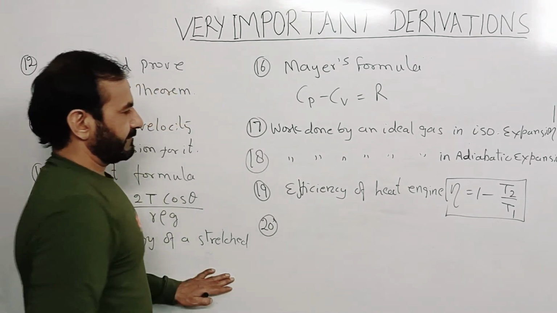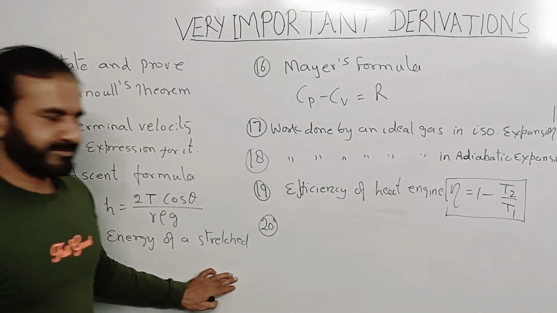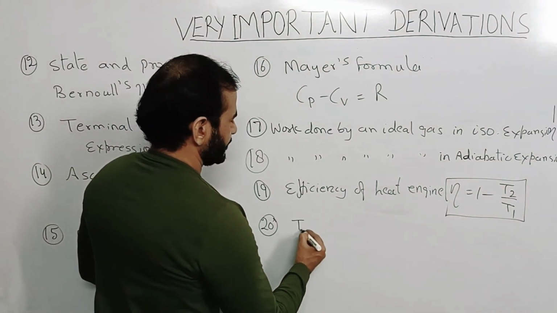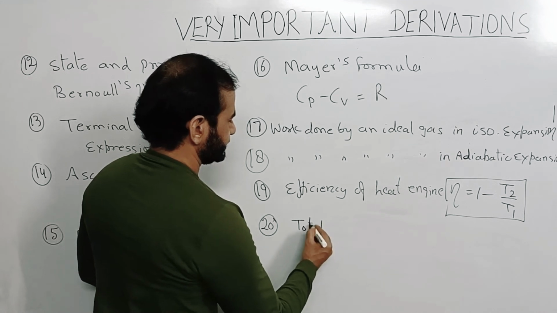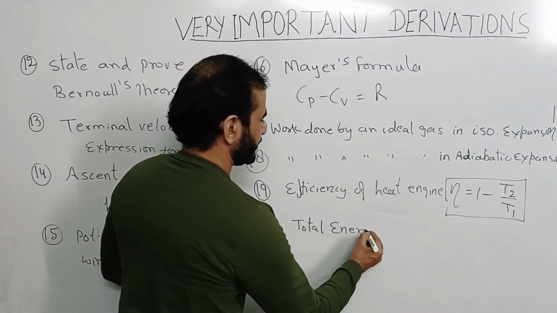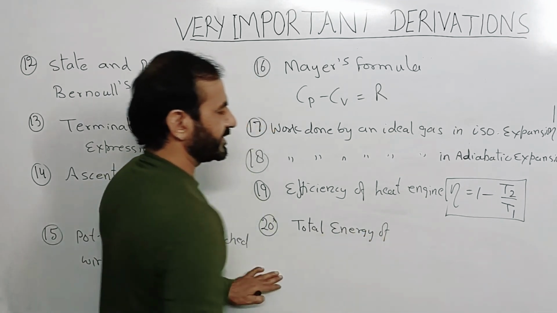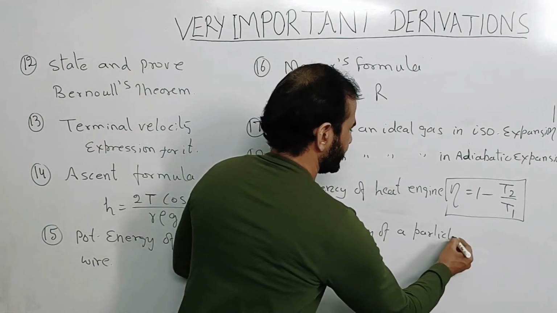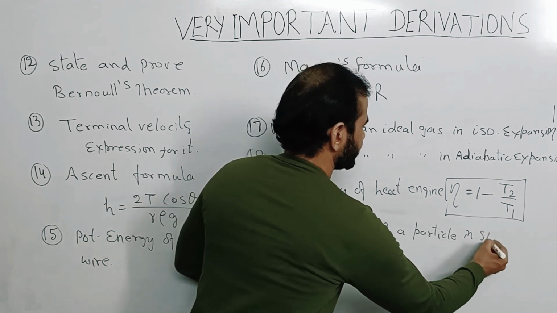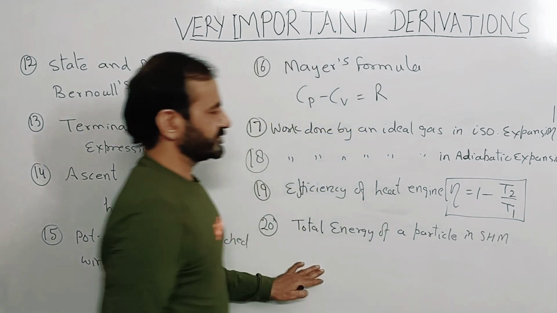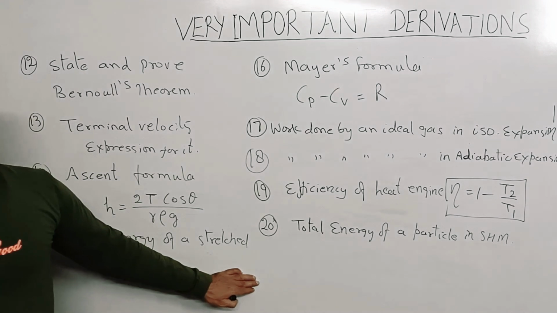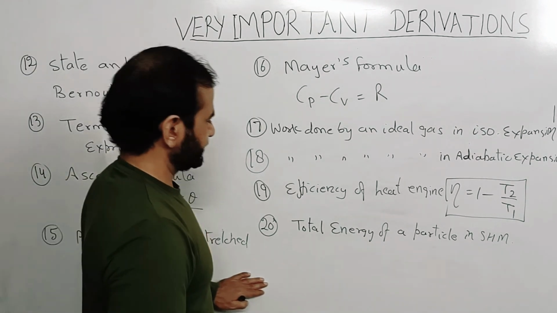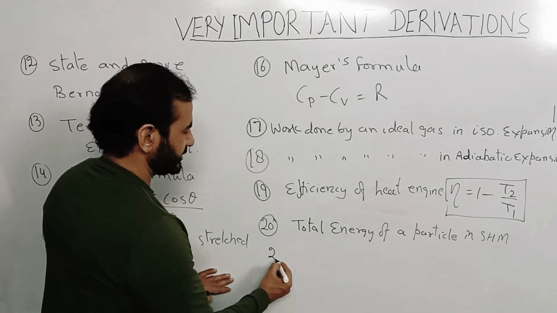Now, SHM, simple harmonic motion. Total energy, expression for total energy of a particle or say body in SHM. A body is in simple harmonic motion and you have to find an expression for total energy. This is also very important.